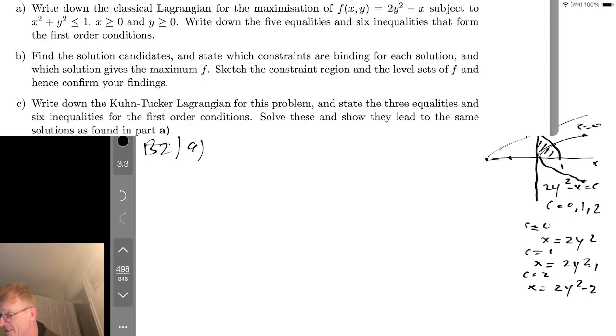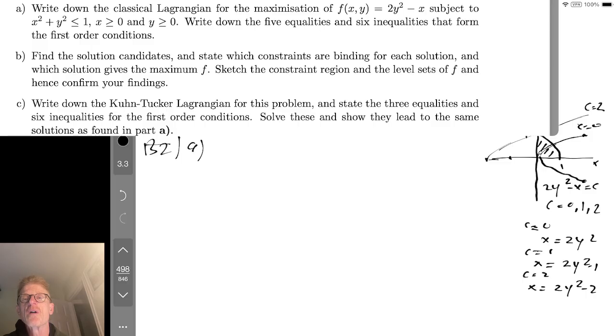Well, then you already see that C is 2 gives you the maximum for F. So basically we have already geometrically solved it. But we're asked to write down the Lagrangian, 5 inequalities, 5 equalities, 6 inequalities. Ooh, that's a lot.